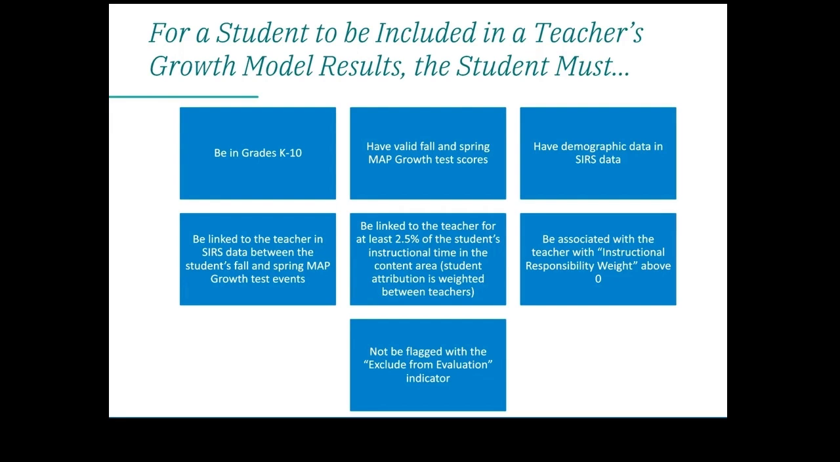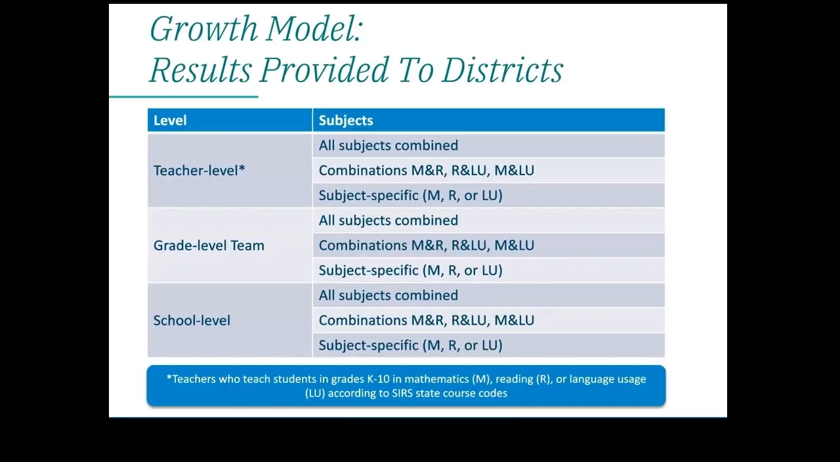And I think I misspoke earlier when I was talking about editing the instructional responsibility weight to 0. That would be more about the teacher not having an instructional influence. I think the better thing to edit in case there's a student who needs to be excluded would be to edit that exclude from evaluation indicator, because that's at the student level. I was a little rusty on that.